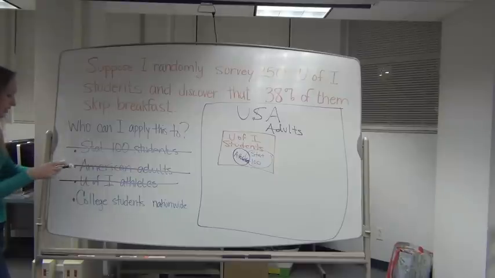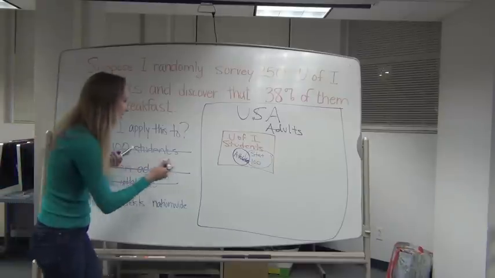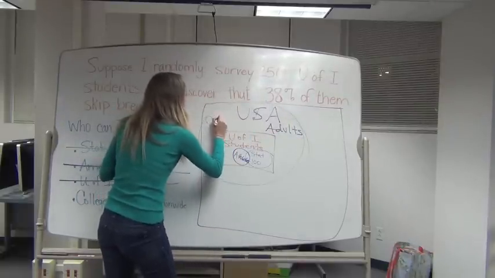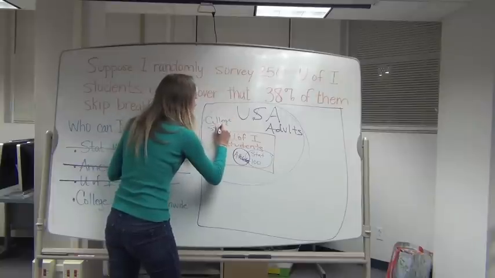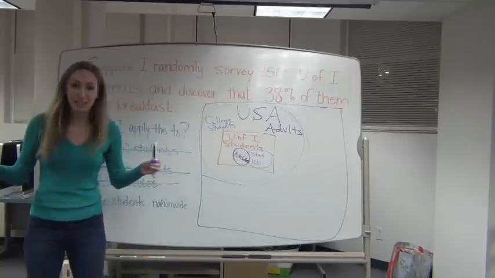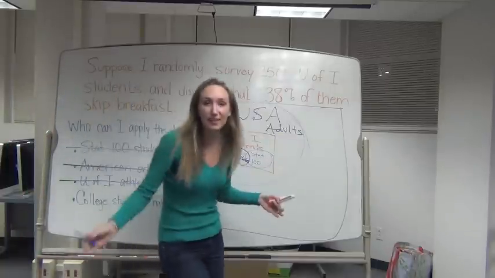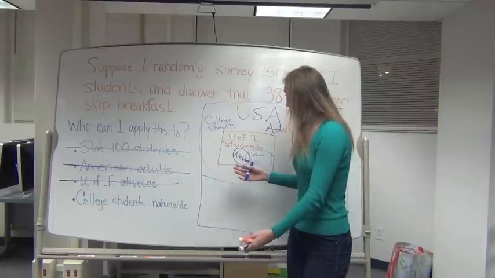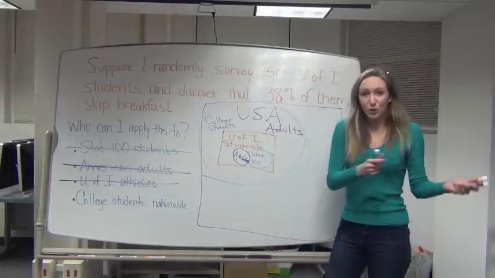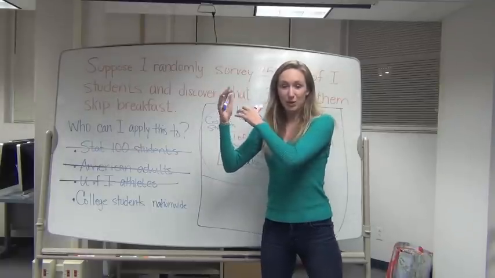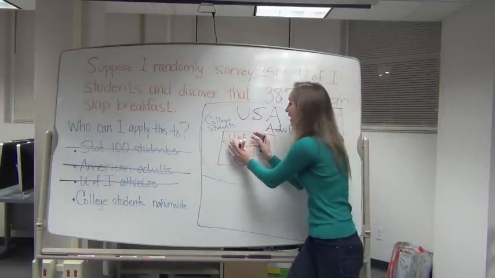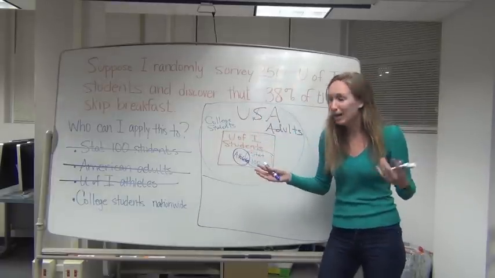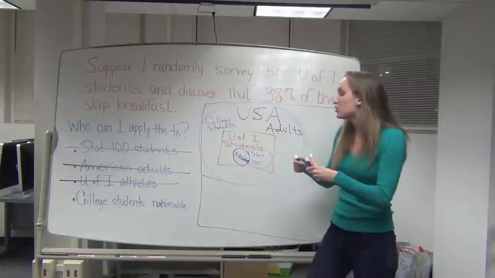How about college students nationwide? And again, we're probably going to see maybe something like this, a box this large. We're now in the blue. Here are college students, and U of I is just one college out of many, right? Different college campuses have different feels. Some are more conservative, some are more liberal, some are in the north, some are in the south, some are geared towards engineering, some are geared towards liberal arts. So U of I is not going to give us a fair representation of colleges nationwide. So college students nationwide is too broad.